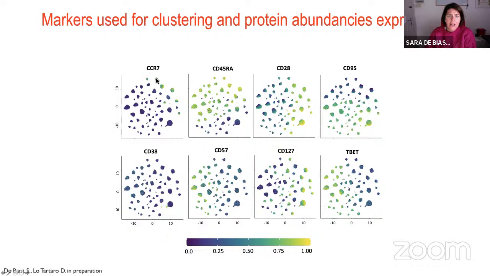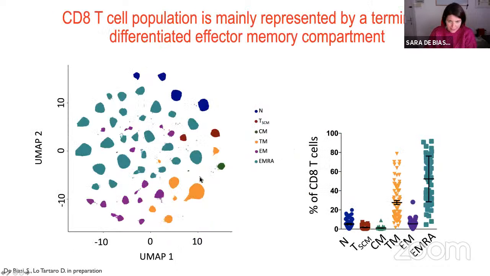And thanks to these markers, related to the differentiation status and also to the functional profile, such as T-bet expression, we were actually able to identify 59 different clusters, representing the whole spectrum of CD8 T cells. So we found 4 clusters of naive T cells, 2 clusters of T stem cell memory, different clusters of central memory, of terminal transitional memory, of effector memory, and a lot of clusters of terminally differentiated effector memory. And here you can see the distribution of all these clusters within CD8 T cells.